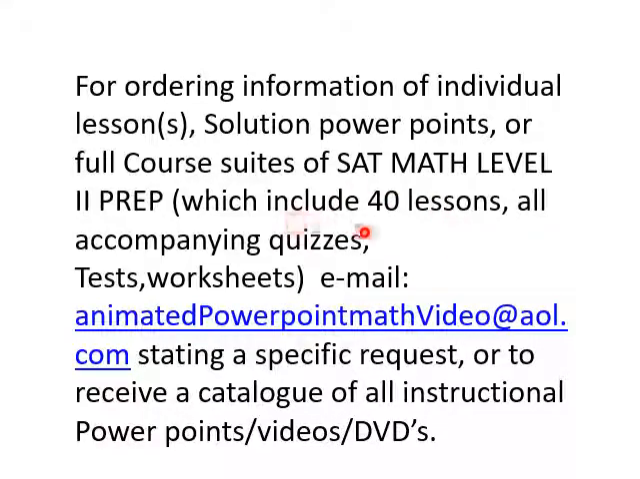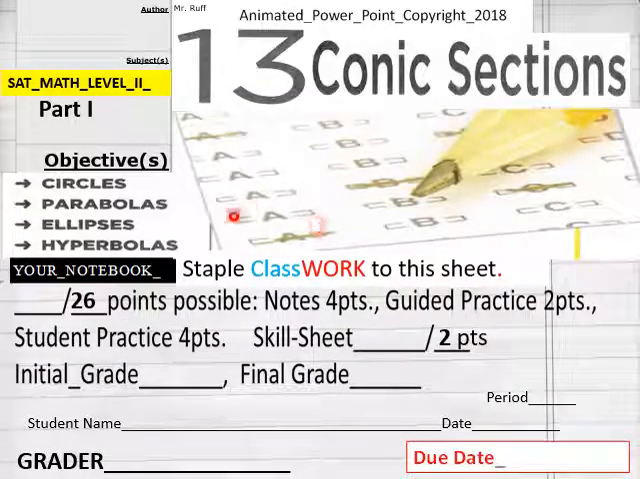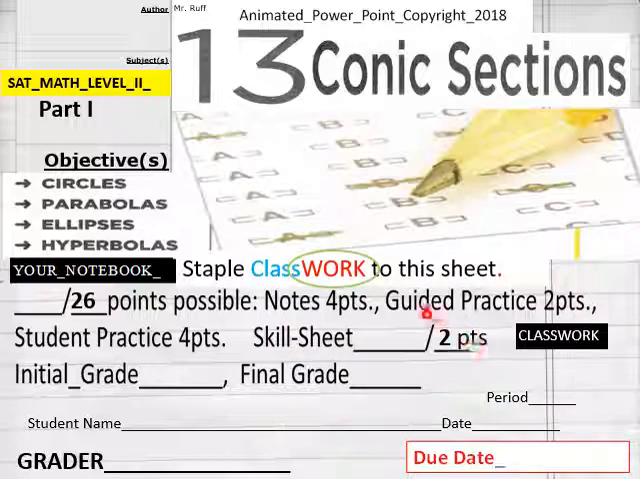Everybody, we're getting ready to do lesson 13, SAT Math Level 2 preparation. Conic sections, part 1. 26 points will go into your notebook guide, notebook sheet, and then only 2 points on your classwork, so it's mostly taking notes on part 1. Name, date, period in my classroom. Due date here for onliners and homeschoolers.